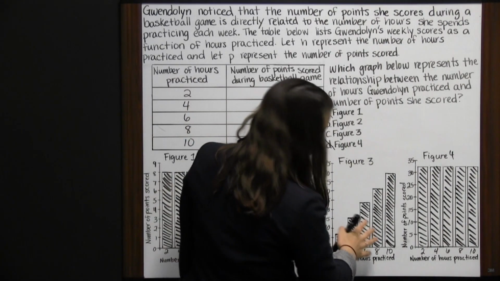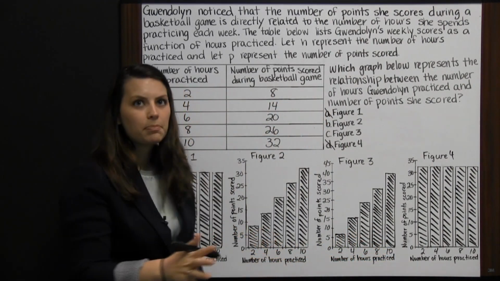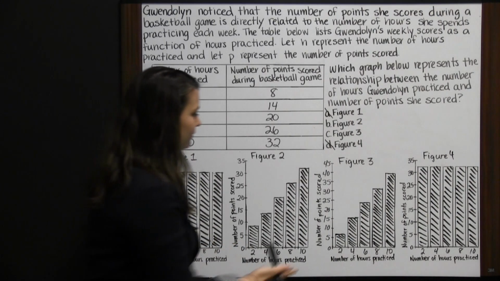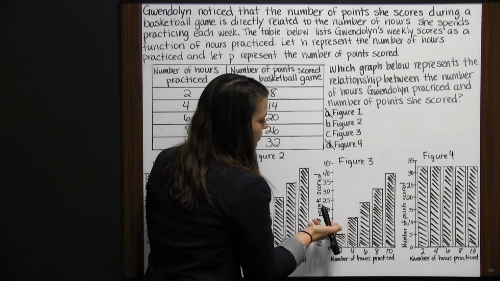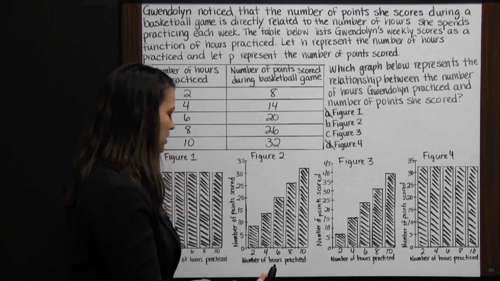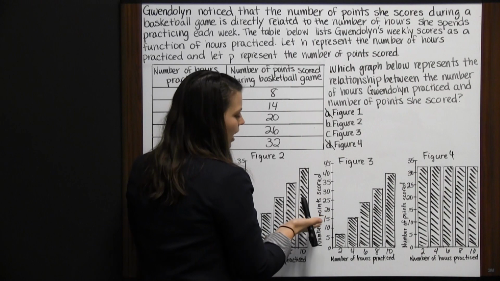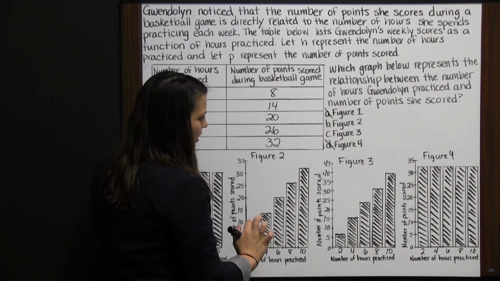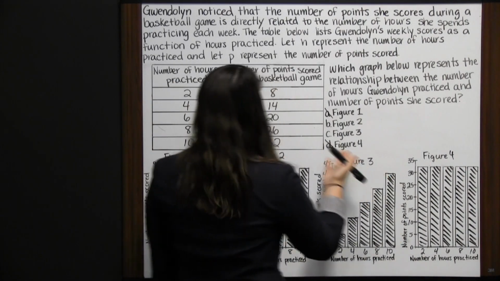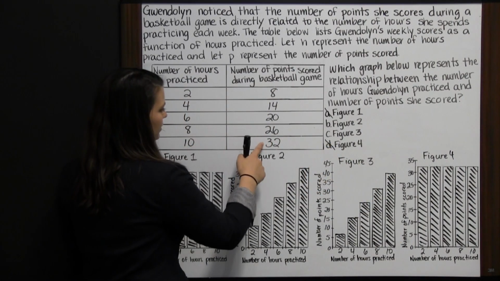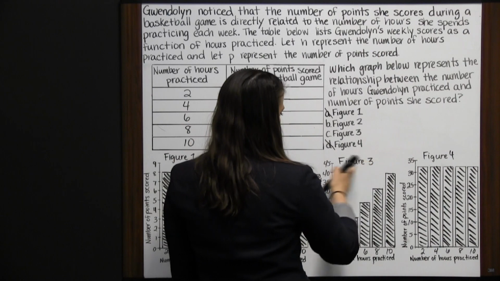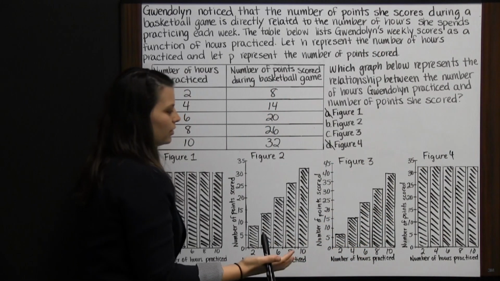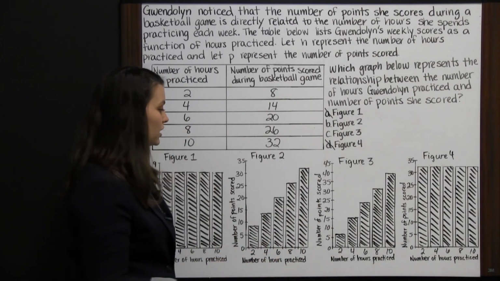And if we look at this one, it actually is above 15. So it should be below 15 to indicate 14 points. So that's too high, which means this data is off right there. And then looking at the last bar, practicing 10 hours, she scores 32 points. Well, you can see that's well above where 32 would be. So there's another mistake in the figure 3 graph.